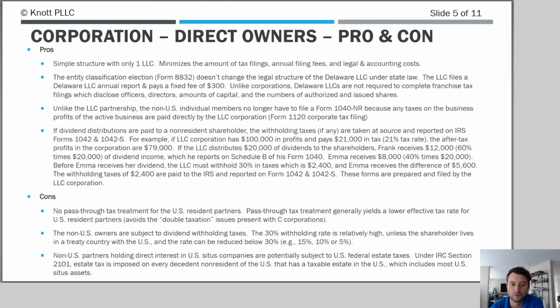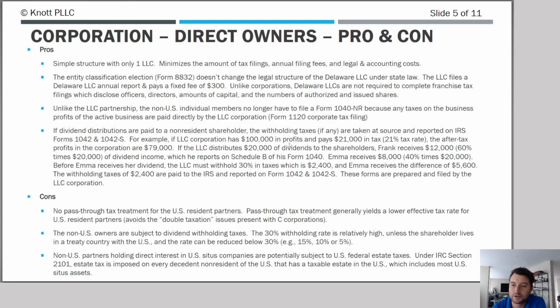So under the rules, as long as a non-resident has all the appropriate withholding taxes coming out at source on U.S. source FDAP income, they don't have to file a 1040 NR. Okay, so that's the nice thing. Now, let's look at this example just to illustrate how the 1042s are filed, right? So again, if dividend distributions are paid to a non-resident, withholding taxes are taken at source, sent to the IRS, and reported on 1042 and 1042S.